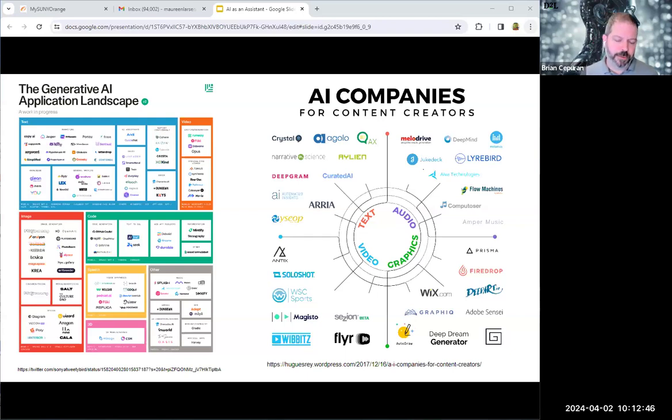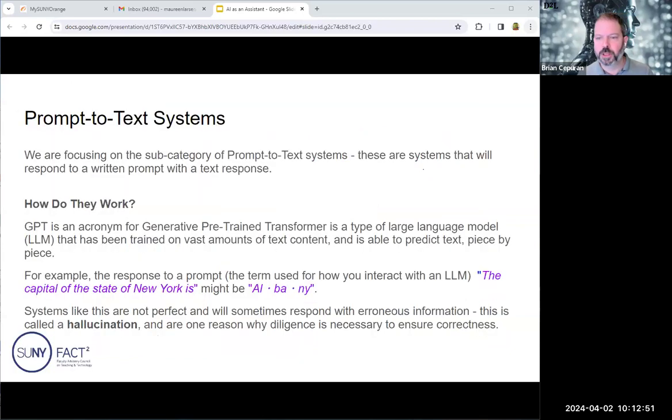The topic that we're going to focus on in today's presentation, if we go to the next slide, is the prompt to text systems. So this is that ChatGPT kind of place. And these are models where you provide a prompt, which is how you interact with the model, and it will respond with a text response.